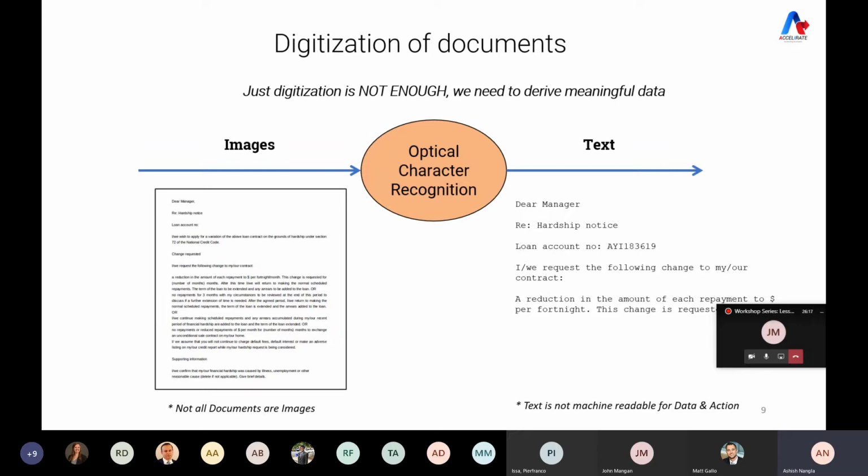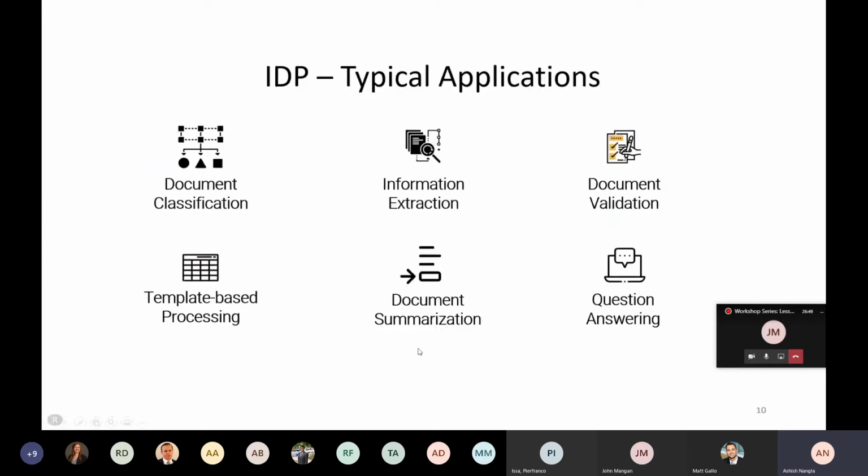Right? So if you give it a document, in this case, if you see on the right-hand side, you actually need the loan account number out of that document, and not just the text, right? So we need to know that, hey, this is a hardship notice letter, and this is the loan account number out of that, so that a process, or an automation, can actually process it. So that's typically what things are.